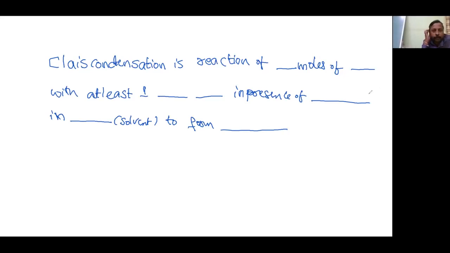Is it understood? Okay, if the question comes like this, the best way to read organic, as per me, is: Claisen condensation is the reaction of dash moles of dash with at least one dash and dash in presence of dash in dash solvent to form dash. Okay, you can try and memorize it, the fastest, most effective way.